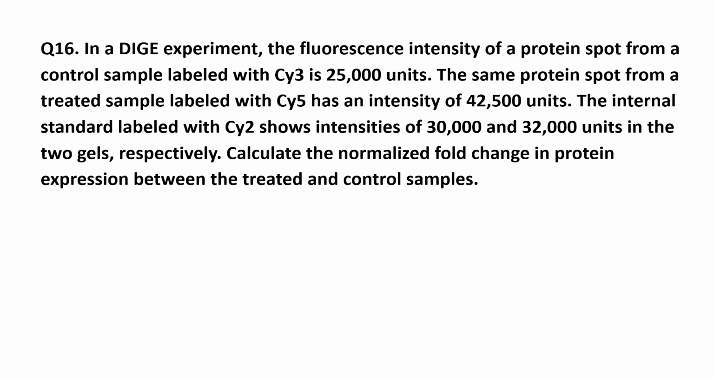In a DIGE experiment, the fluorescence intensity of a protein spot from a control sample labeled with Cy3 is 25,000 units. The same protein spot from a treated sample labeled with Cy5 has an intensity of 42,500 units. The internal standard labeled with Cy2 shows intensities of 30,000 and 32,000 units in the two gels respectively. Calculate the normalized fold change in protein expression between the treated and control samples.